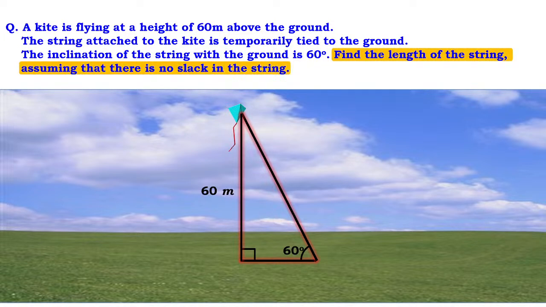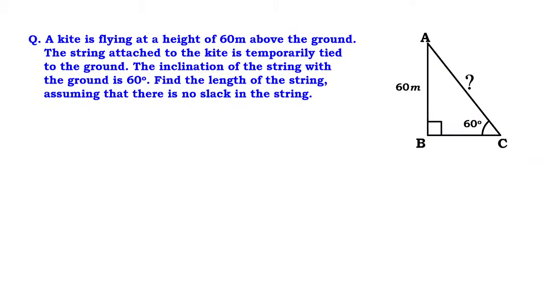Okay, so now what I have to find? Find the length of the string. That means in this right angle triangle, I want to find the hypotenuse. Yes or no? I want to find the hypotenuse. So in triangle ABC, I have to find the hypotenuse. Now angle is given, opposite side by hypotenuse.